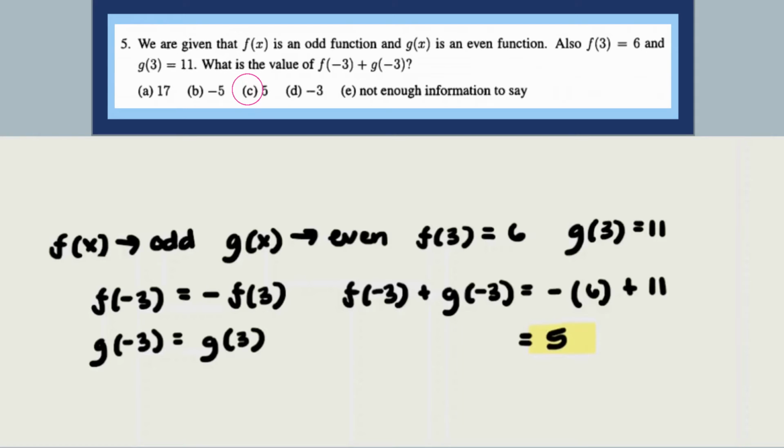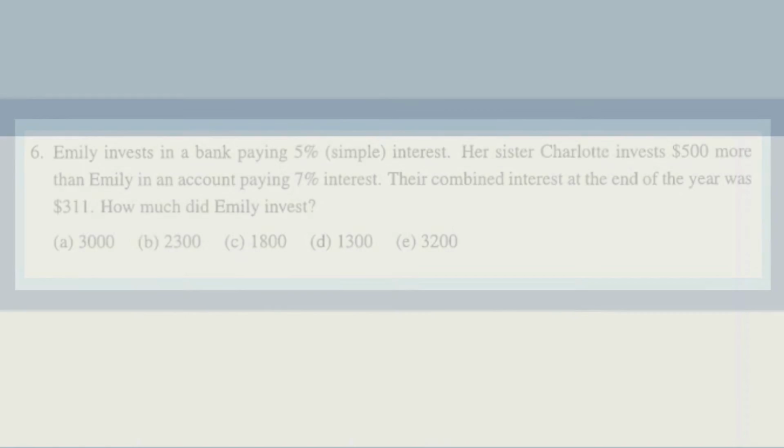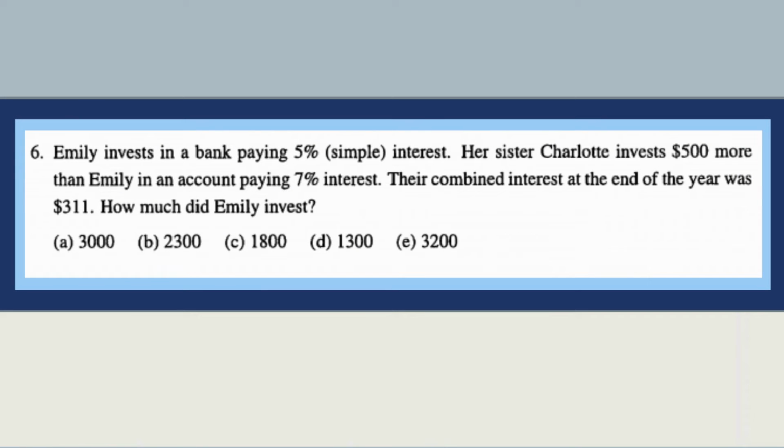Alright guys, so now we're going to move on to question number 6. It says Emily invests in a bank paying 5% simple interest. And it says her sister Charlotte invests $500 more than Emily in accounts paying 7% interest. And their combined interest at the end of the year was $311. How much did Emily invest?